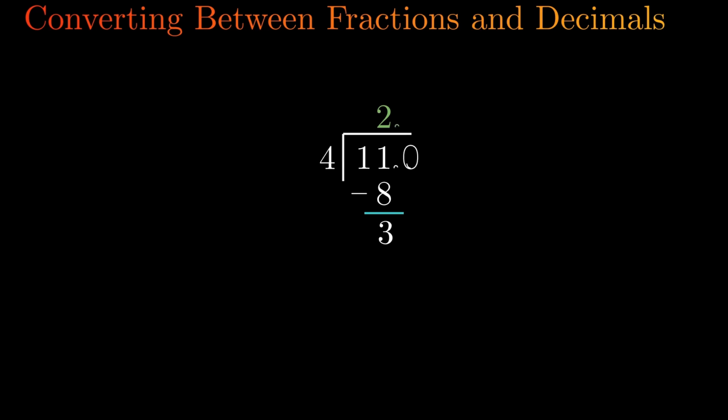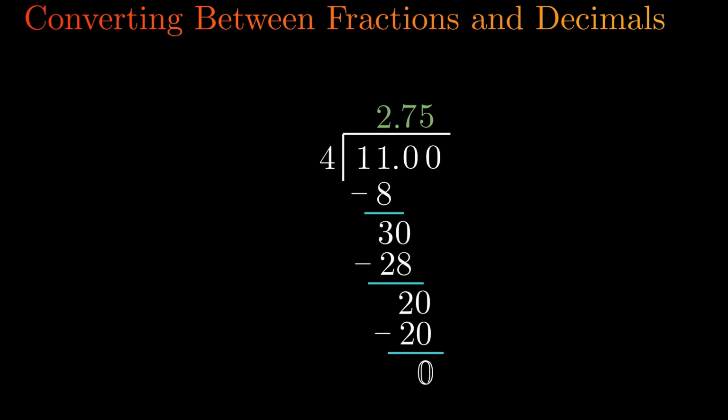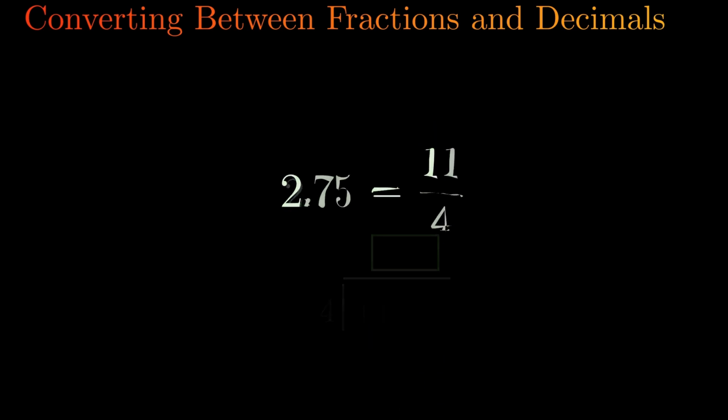We place a decimal point after the 11, and this is critical. We put another decimal point directly above it in our answer. Now we add a 0 to bring down. Now we ask, how many times does 4 go into 30? 7 times. 4 times 7 is 28. Subtract that from 30, and we are left with 2. We still have a remainder, so we add one more 0. Bring it down to make 20. How many times does 4 go into 20? Exactly 5 times. 4 times 5 is 20. The remainder is 0, so we are finished. The answer is 2.75. We have successfully translated the number back.